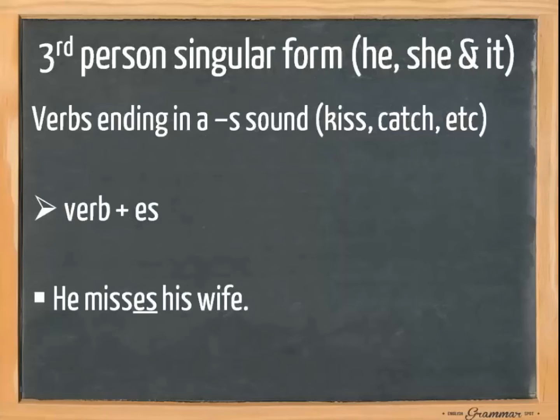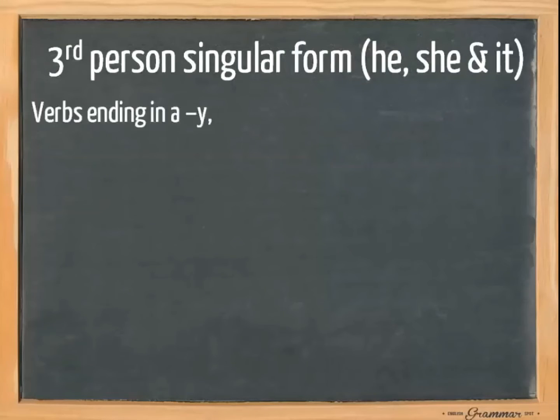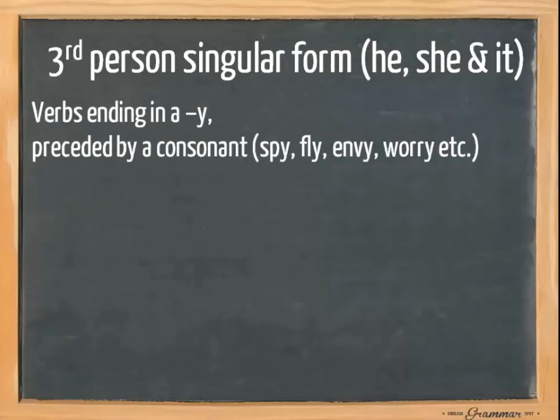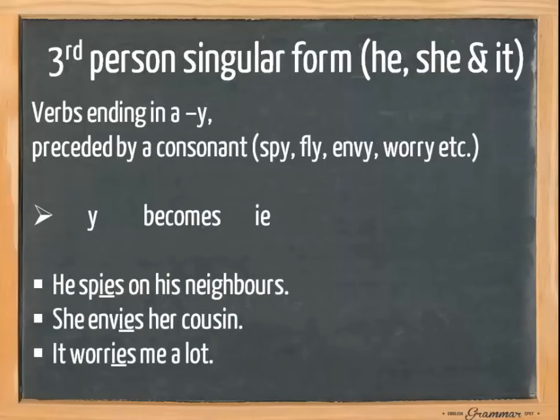He misses his wife. She teaches English. Also for verbs ending in a Y, preceded by a consonant, such as spy, fly, envy, worry, and the consonants being an L, a V, an R, the Y becomes IE. He spies on his neighbours. She envies her cousin. It worries me a lot.